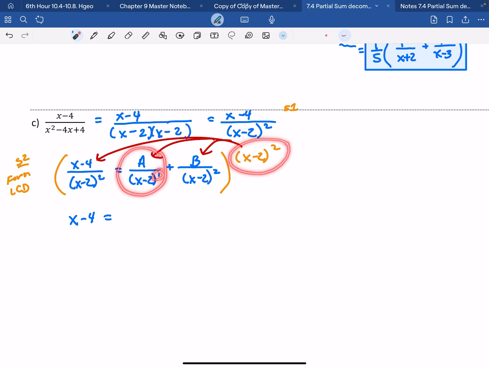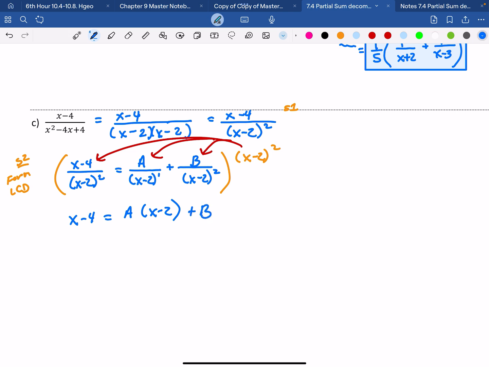Take the second fraction and multiply it by the LCD, and then 1 power of x minus 2 will wipe out one of those, so you have 1 extra x minus 2. So this ends up being A times x minus 2. Then you take this one and divide it by this one, and look what happens. All of this wipes away, leaving you with your constant of B.